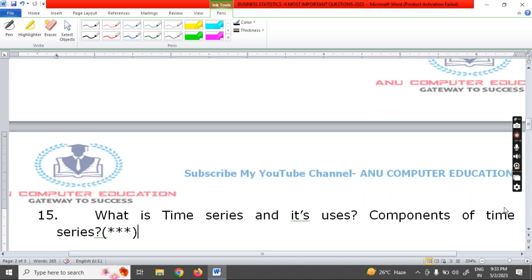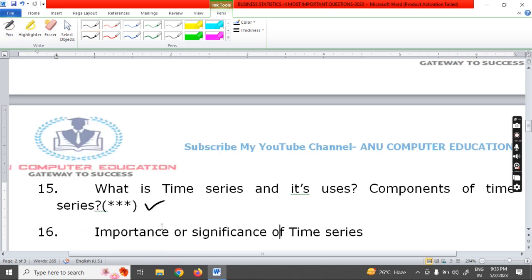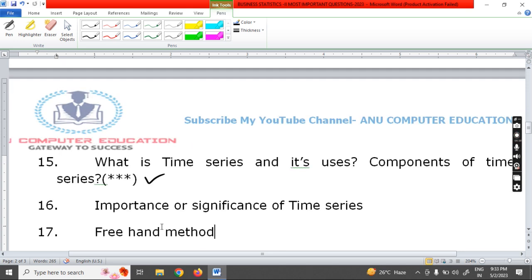In unit 3, the first question is: what is time series? It is a very, very important question. What is time series, and what are the uses and components of time series? This is also a very, very important question. Next is the importance or significance of time series, so we have to write about the importance and significance.